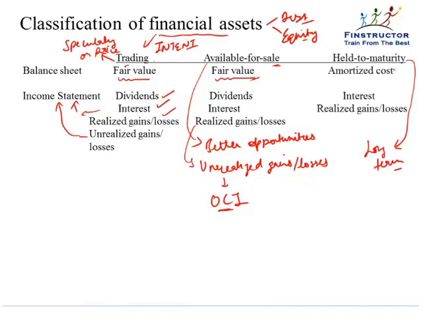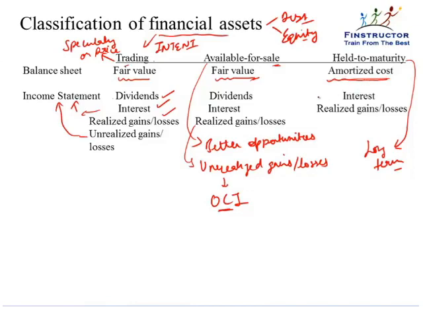Held to maturity securities are carried at amortized cost on the balance sheet. So it's just like plant and machinery is carried at historical cost less accumulated depreciation. Held to maturity securities are also carried at historical costs less the accumulated amortization or depreciation that we'll study in more detail when we study long-term liabilities. And that value is called the amortized cost. Just think of it as though it is being carried at historical cost only.